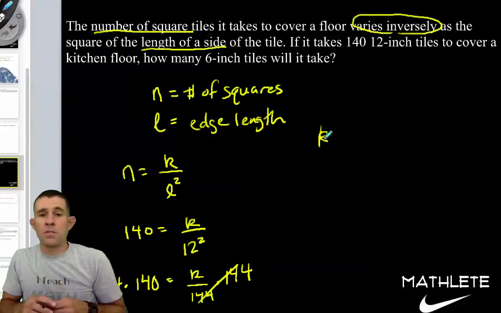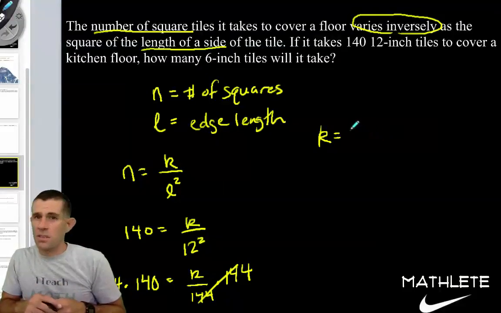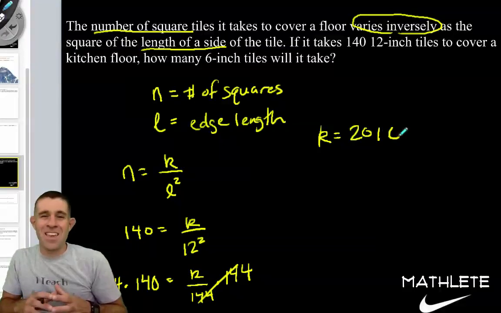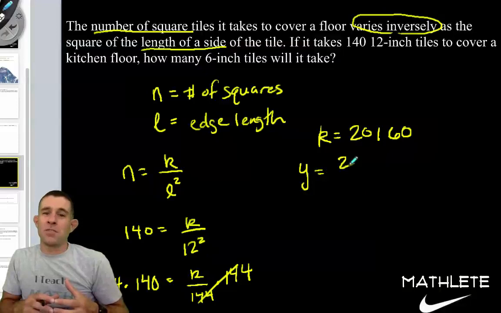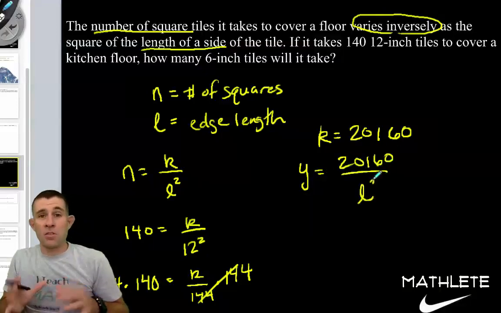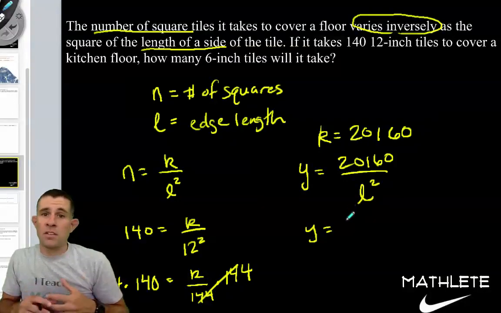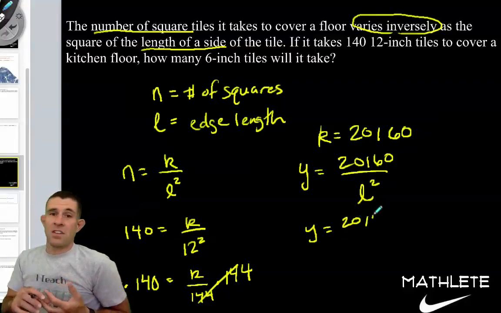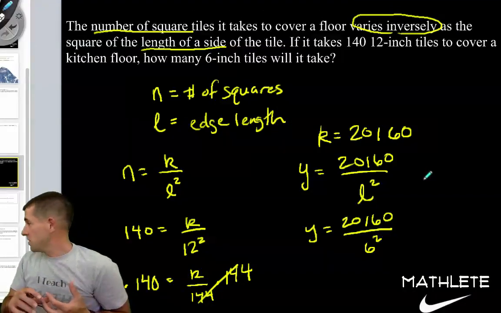So K now is going to be equal to 21,000, just kidding, 20,160. We'll substitute that back into our equation. N equals 20,160 divided by the edge length squared. Now our new edge length, or our square tile, is now 6 inches in length. So we'll square 6. That gives us 36.